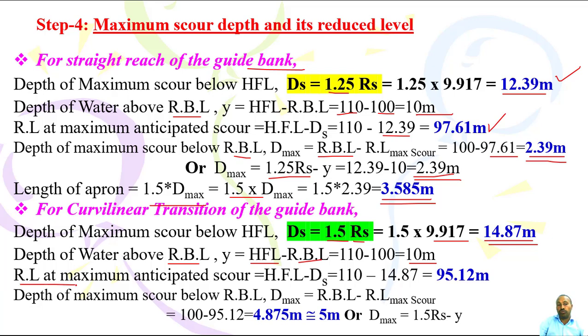Then the reduced level of maximum anticipated scour, which is HFL minus DS, the maximum scour depth below HFL. You have 14.87, then 95.12. This is the elevation. Then the depth of maximum scour below river bed level will be river bed level minus the reduced level at maximum scour. So if you subtract 95.1, you get 4.875. You can approximate up to 5 meter, or you can use 1.5 RS minus water depth.